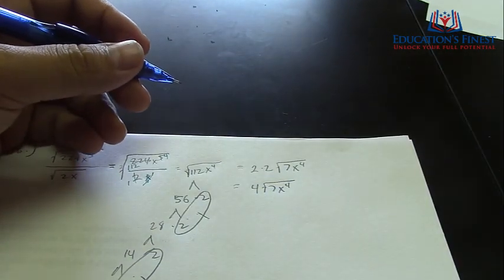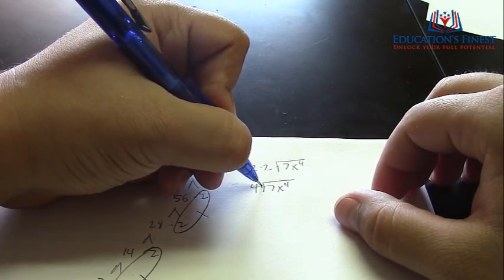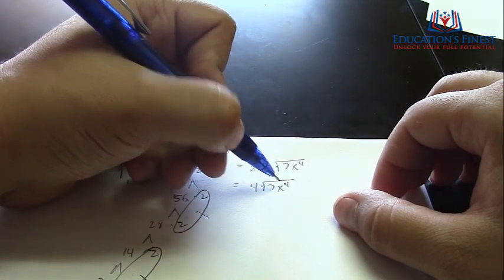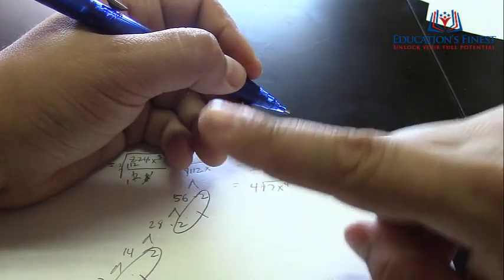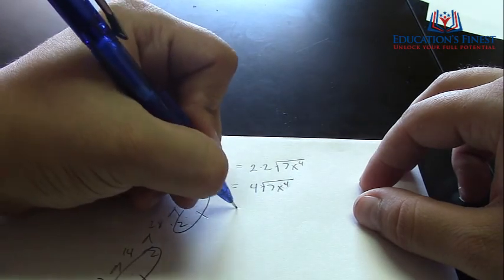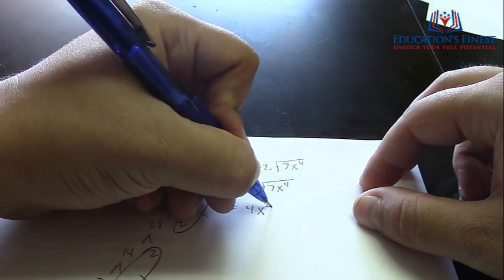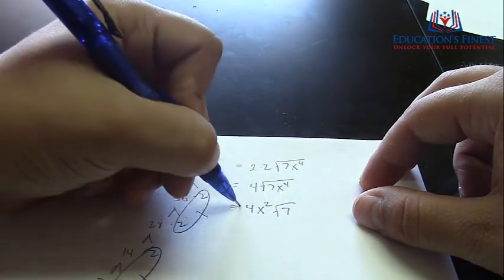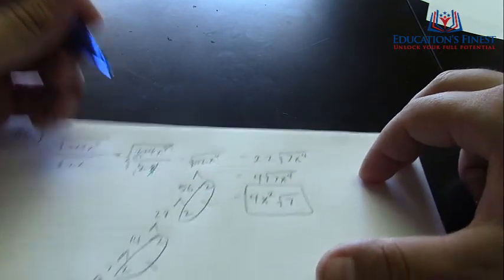Now again, this is a square root, okay? So how many groups of 2 can come out of a 4? You basically just count by 2's. 2, 4, twice. So 2 x's can come out. So what you're going to be left with is 4x squared, that's from this guy popping out, root 7. And that is your answer for that guy.